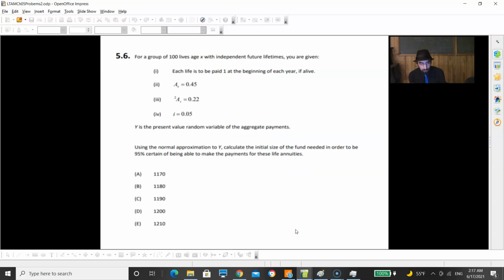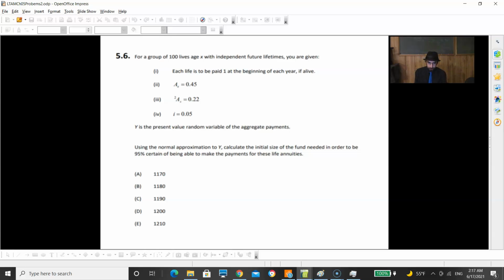Alright, 5.6. For a group of 100 lives age x with independent future lifetimes, you're given each life is to be paid 1 at the beginning of each year if alive. They give you A x and the square of A x. They give you the i value. And they say Y is the present value random variable of the aggregate payments. Using the normal approximation to Y, calculate the initial size of the fund needed to be 95% certain of being able to make payments for these life annuities.